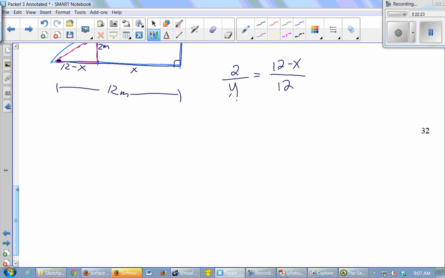So instead of cross multiplying, I am going to simplify each side to make the derivative easier. So instead of 2 over y, I'm going to write 2y to the negative 1. And instead of 12 minus x over 12, I'm going to write 1 minus 1/12 x. So I divided the 12 into both terms in that fraction on the right. So now when I take d dt, it will be a little bit easier.